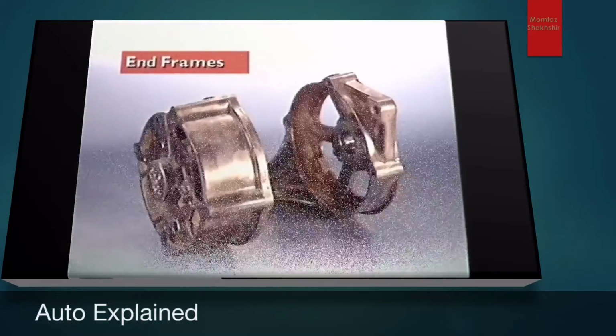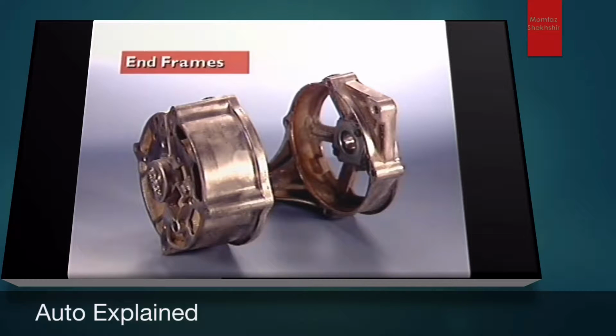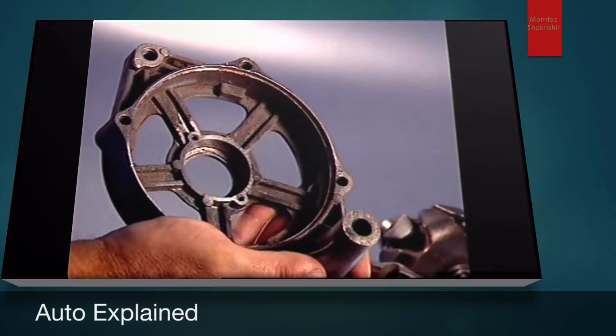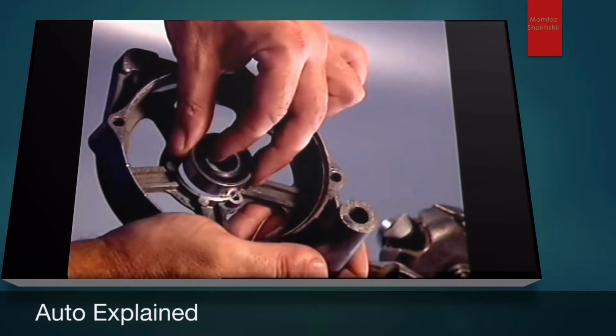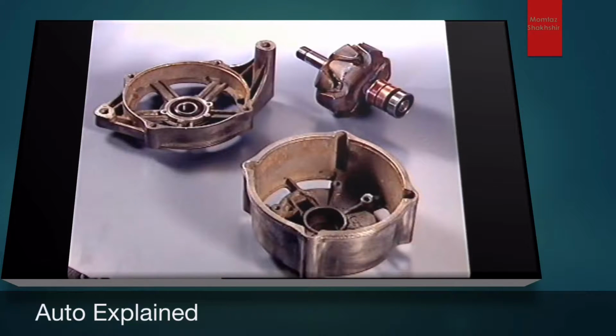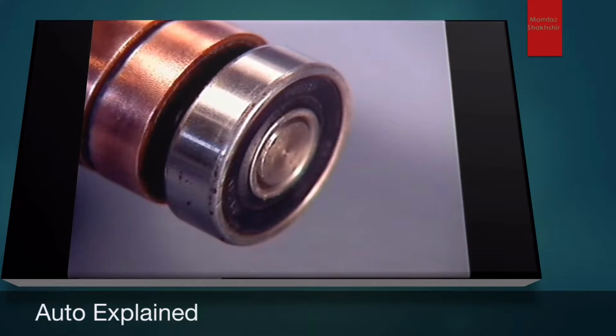This section examines the two end frames. They are normally made from aluminium and form housings to accept the bearings which support the rotor at the drive end and at the slip ring end. Ball bearings are normally used at each end.